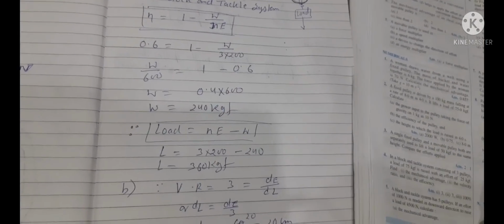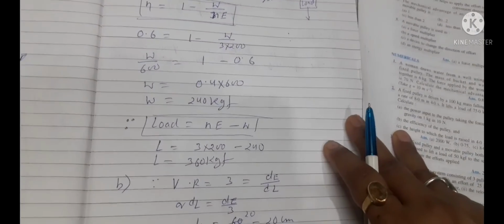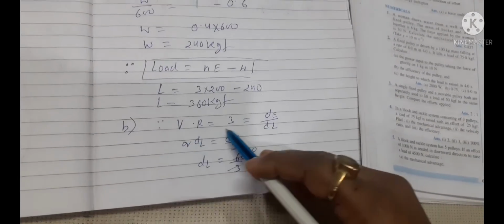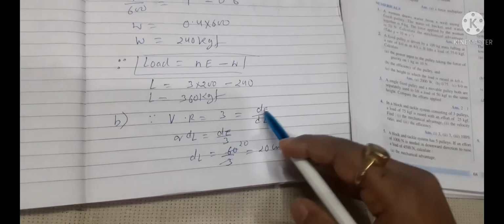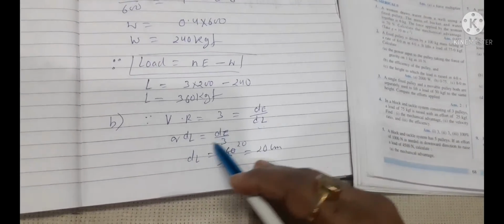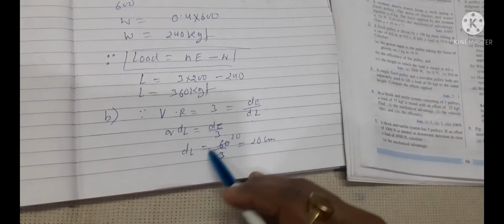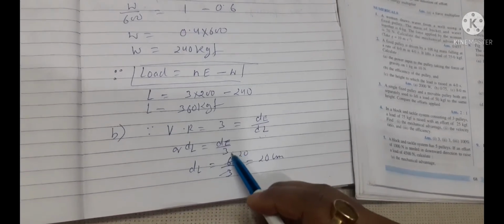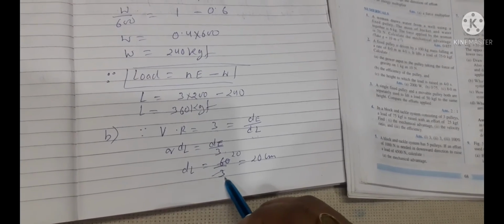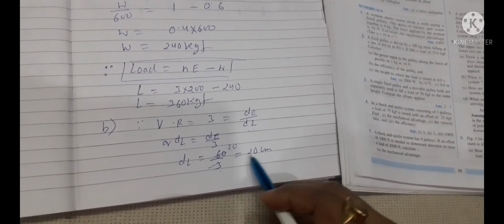Now the last sub question of question number 10. Velocity ratio is equal to 3, and the velocity ratio formula is dE upon dL. So dL is equal to dE upon 3, by cross multiplication. So if distance covered by effort is 60 centimeter, the distance covered by load is 60 upon 3, that is 20 centimeter. Meter, centimeter, whatever unit is given, you just copy that. Now question number 11.